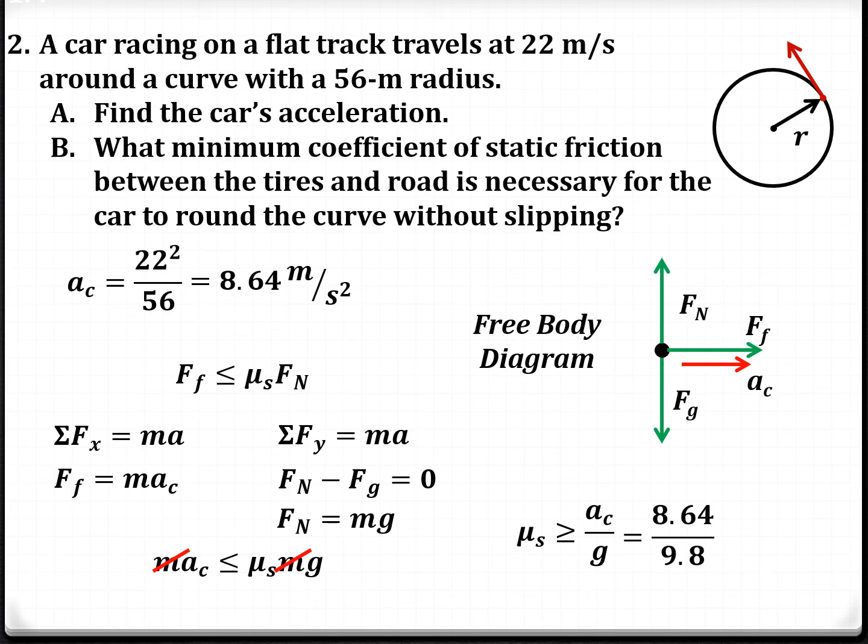So we take the centripetal acceleration, which is 8.64, divided by 9.8, and we get that the coefficient of static friction has to be greater than or equal to 0.882. If it's less than that, then the car is going to slide on the road.